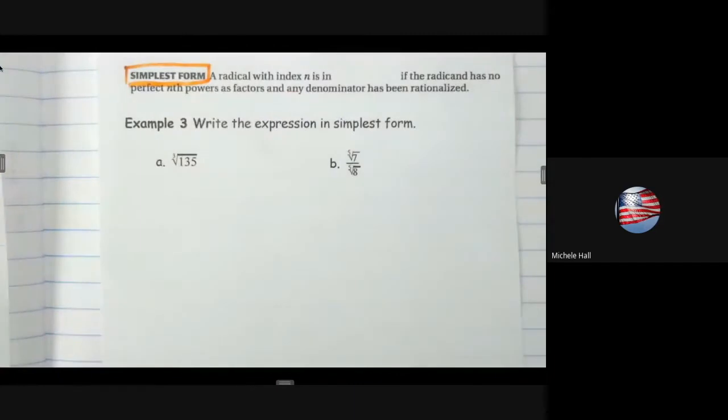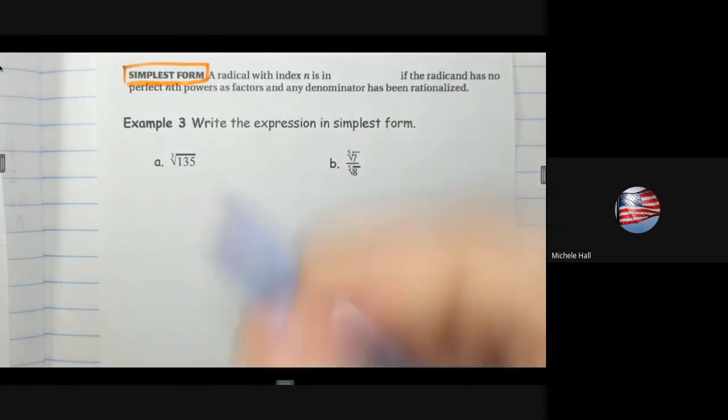A radical with an index of n is in simplest form if the radicand has no perfect nth powers as factors and any denominator has been rationalized. Here we go again with rationalizing the denominator. You can't leave square roots in the denominator, or cube roots, or any other root for that matter.